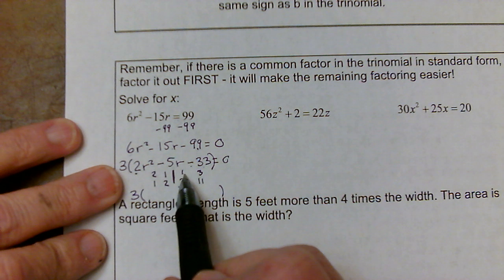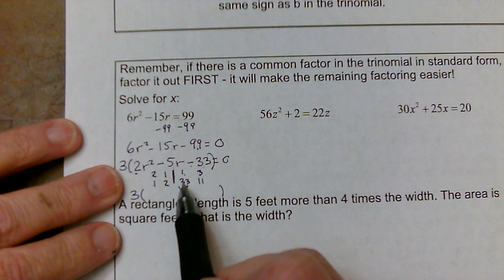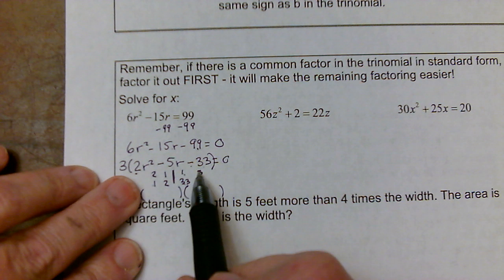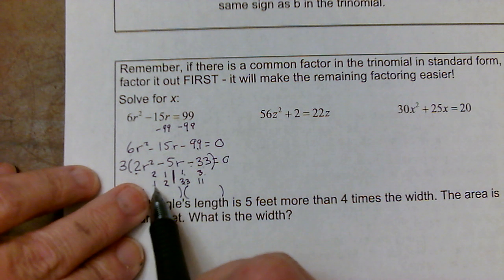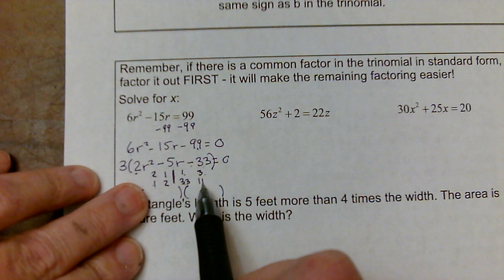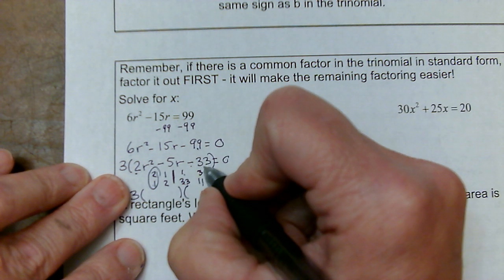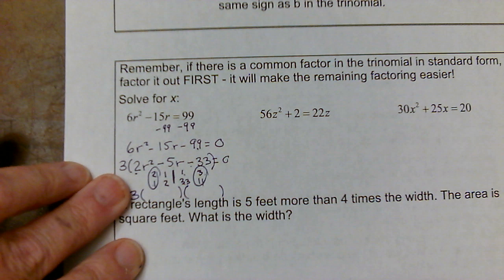2 times 1 is 2. 1 times 33 is 33. 33 minus 2 is not 5. 2 times 3 is 6. 1 times 11 is 11. 11 minus 6 is 5. So I'm going to use the 2 and the 1 with the 3 and the 11.